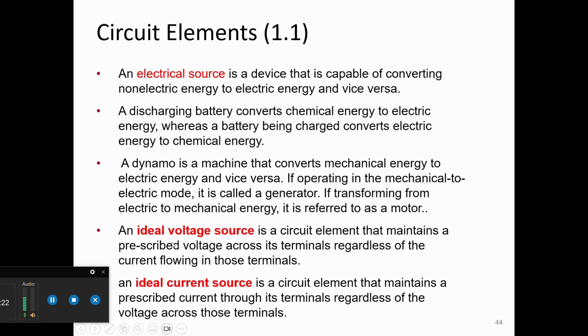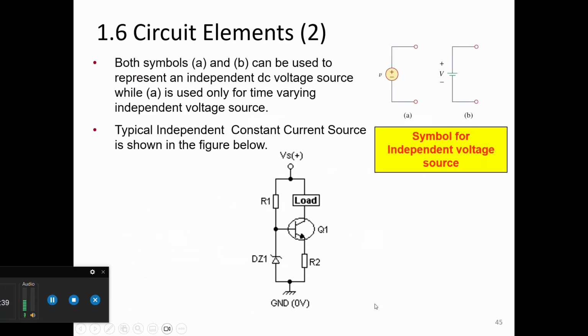So an ideal voltage source is a circuit element that maintains a prescribed voltage across its terminal regardless of the current flowing in those terminals. And an ideal current source is a circuit element that maintains a prescribed current through its terminal regardless of the voltage across its terminal. So basically both symbols A and B can be used to represent our DC voltage source, while A is used for a time varying independent voltage source.